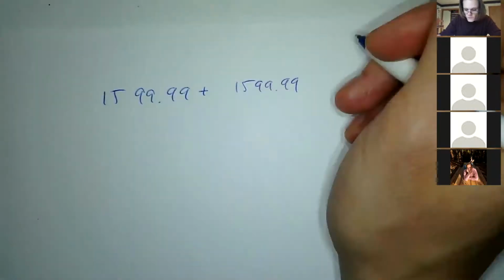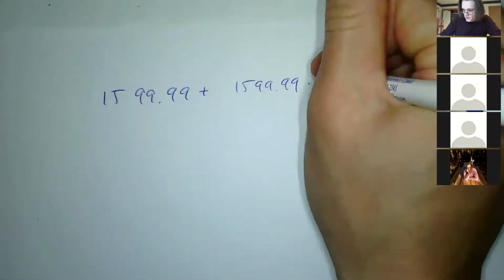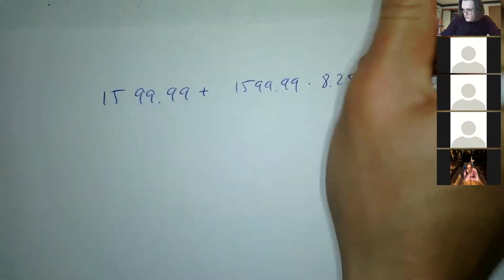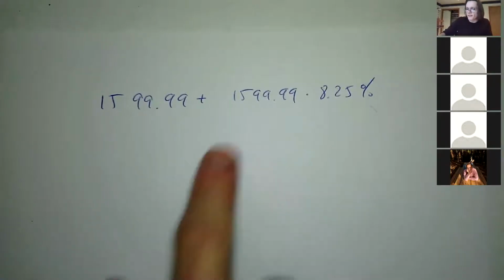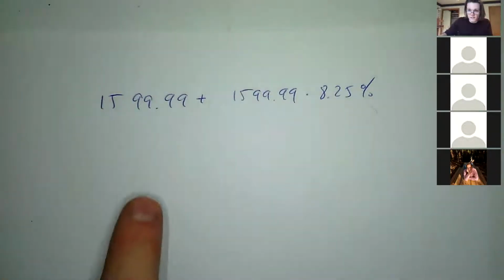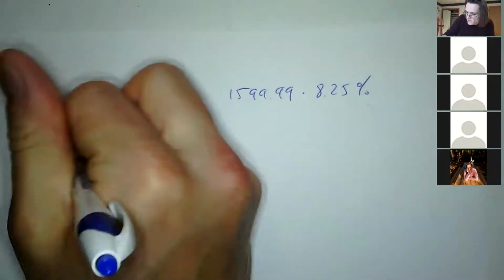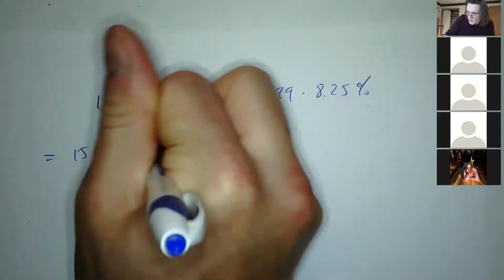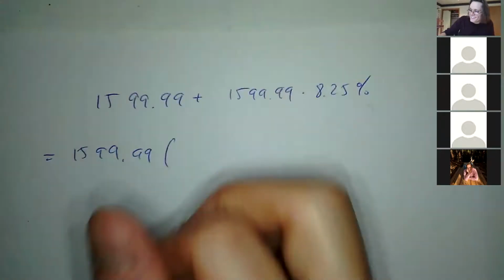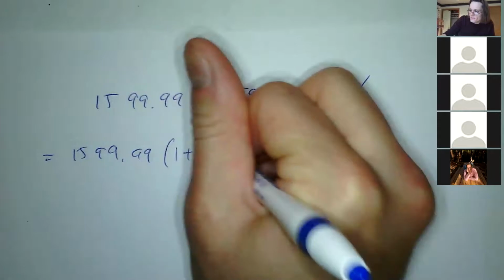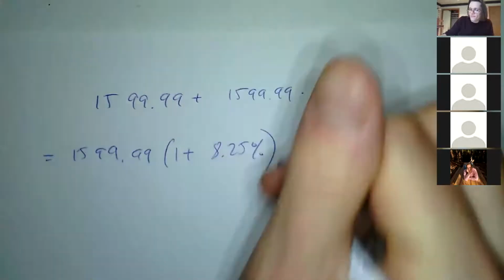1599.99 times, I don't know, I'll leave it as 8.25%. Right, so that's what it is, right? And so what I can do is factor out the 1599.99, so many nines, but that's retail. And I get 1 plus 8.25%, all right?